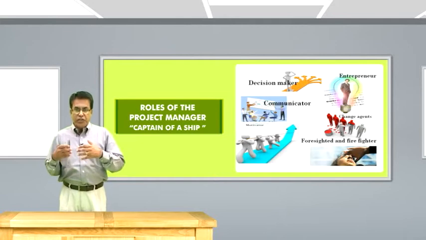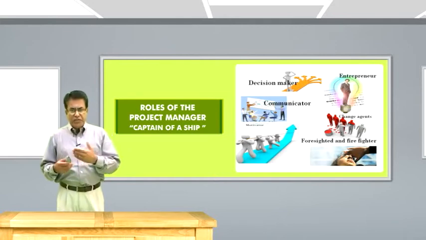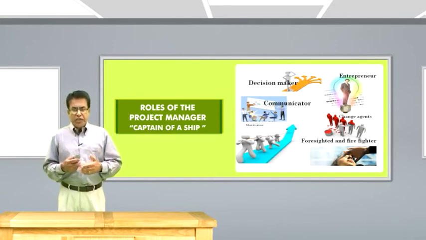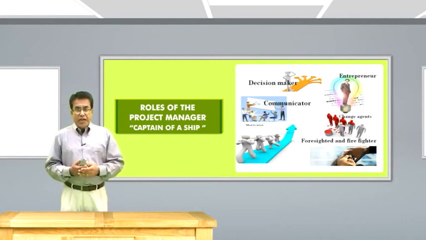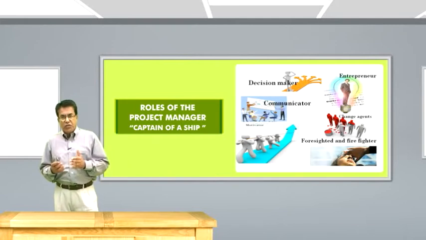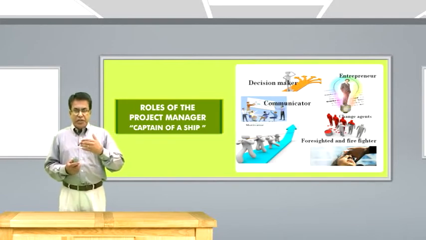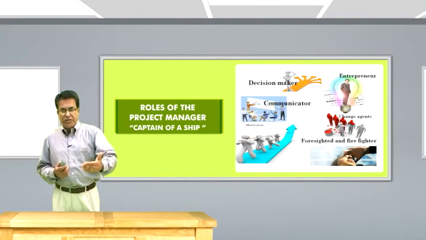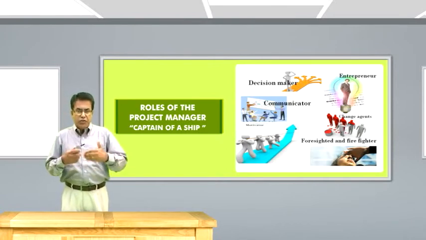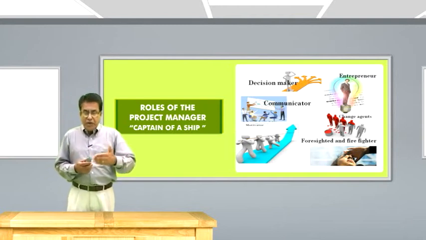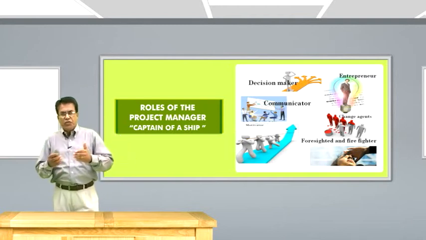And he is also a change agent, that we will see later, bringing about change and convincing others about the change. And finally, he is also a firefighter. That means a manager has to foresee the risk. What are the possible risks involved in decision making? He should have the quality to foresee. But at the same time, it is not possible to foresee everything.